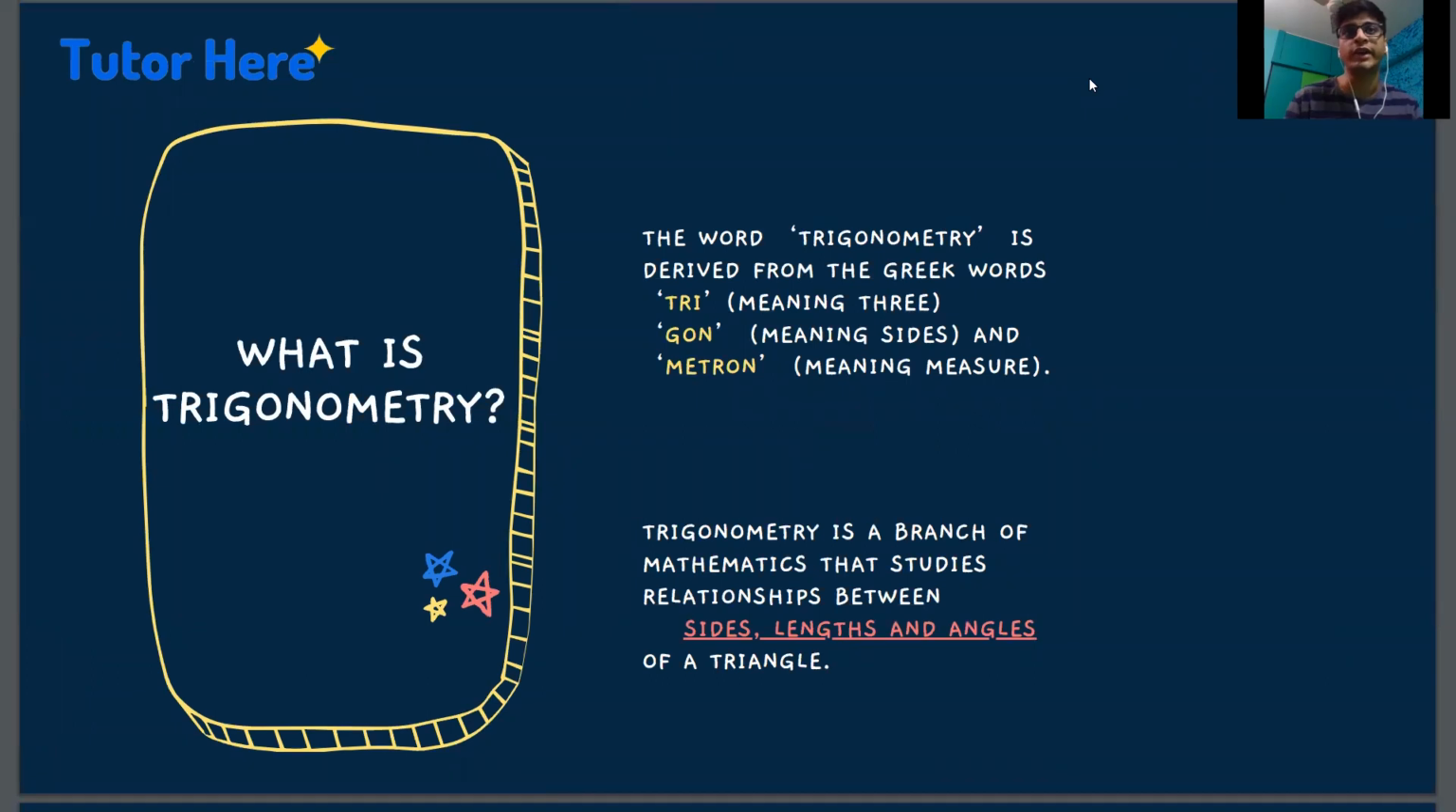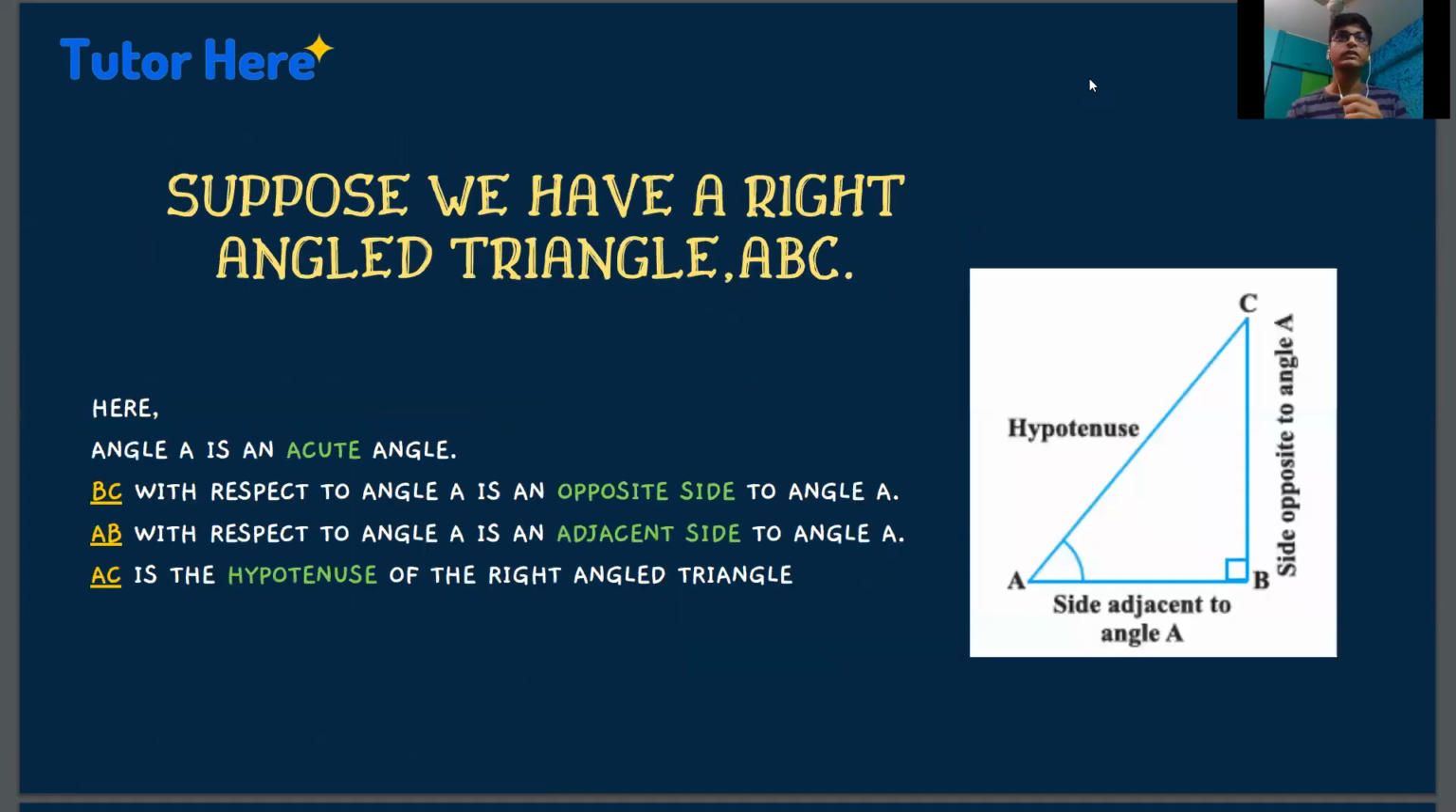So what is trigonometry? Trigonometry is derived from the Greek words tri, which means three, con, which means side, and metron, which means measure. So basically trigonometry is a branch of mathematics that studies relationships between sides, lengths, and angles of a triangle. Suppose we have a right angle triangle ABC as you can see on your screen.